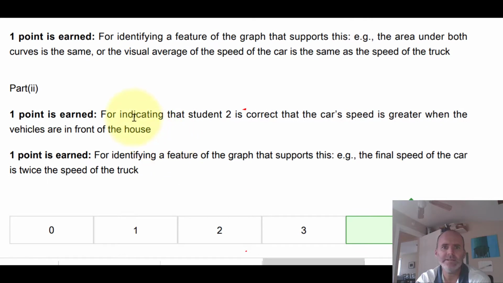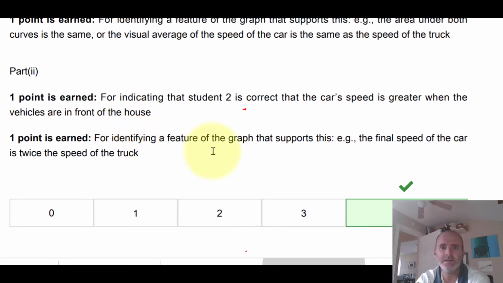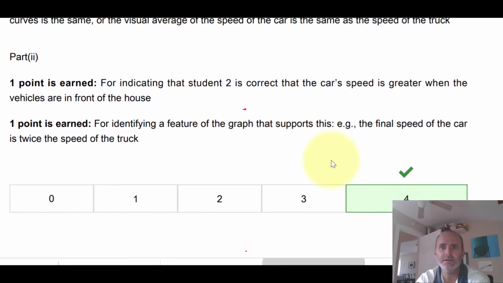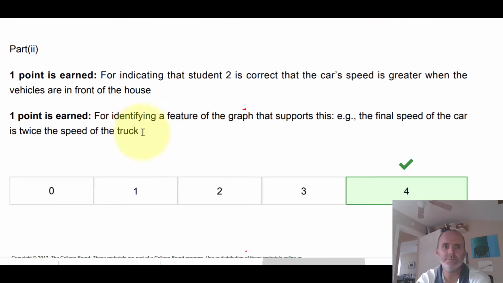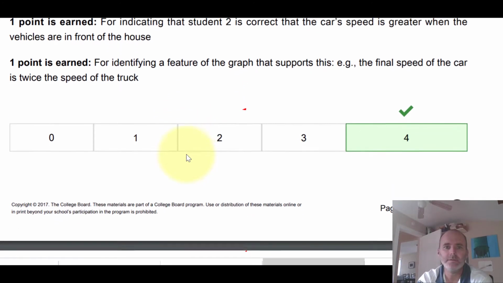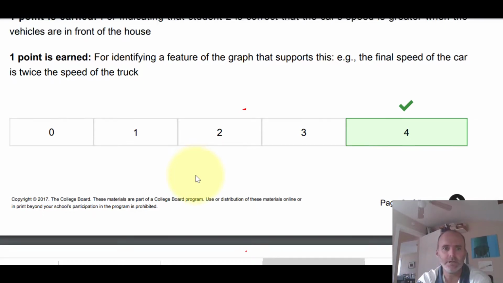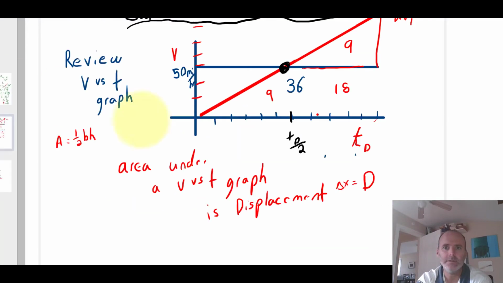All right, part 2. For indicating that student 2 is correct, that the car's speed is greater than the truck's in front of the house. All right, so we talked about that. And for identifying a feature of the graph that supports the final speed of the car is twice the speed of the truck. So we had that clearly on our graph, that the car ended twice at the velocity of the truck. I can show that real quick. That the car ended twice the velocity of the truck.